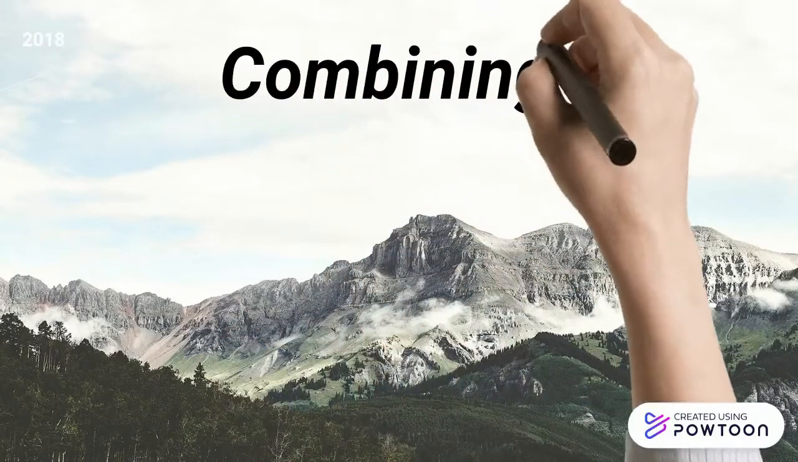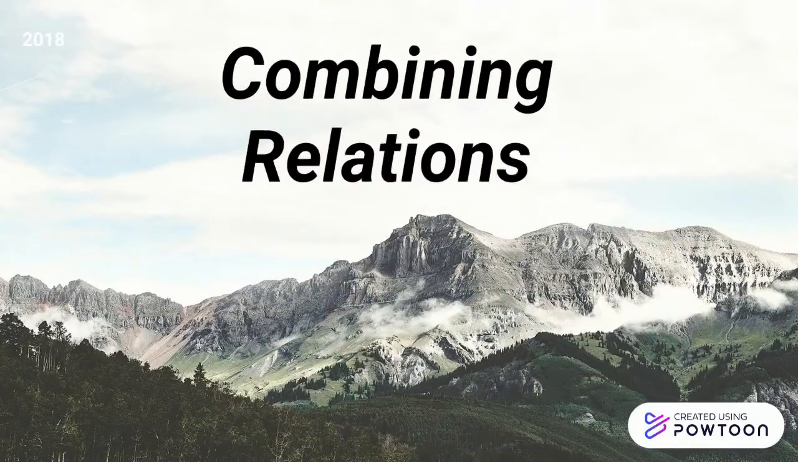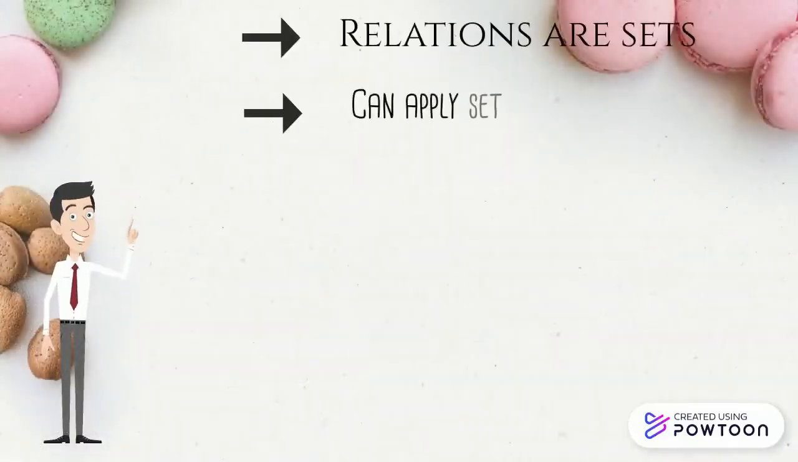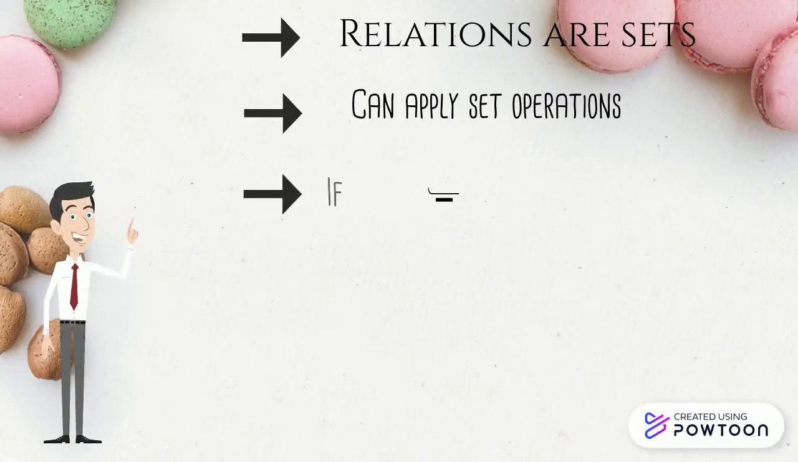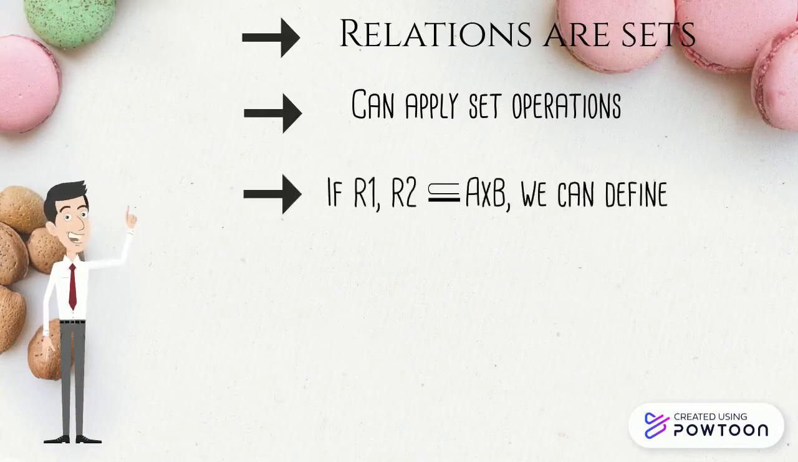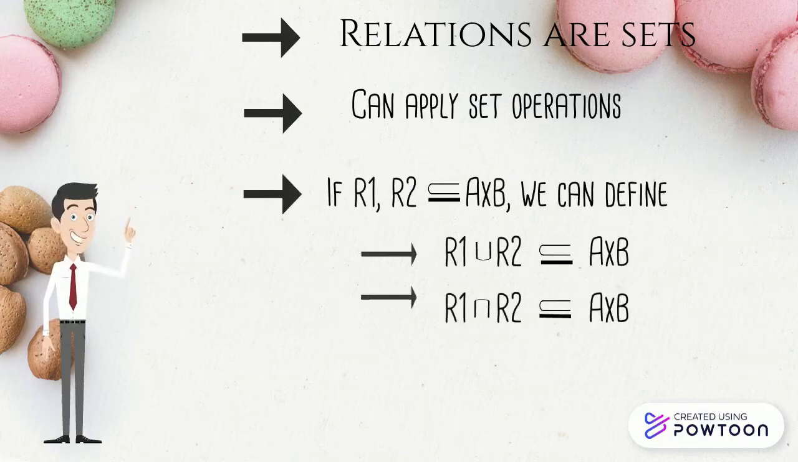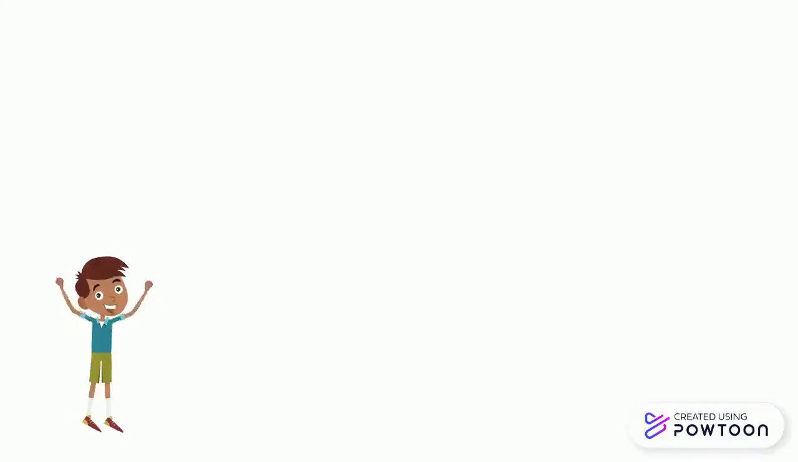Now let's look at combining relations. Relations are sets, which means set operations can be applied to them. If R1 and R2 are subsets of A times B, we can define R1 union R2 as a subset of A times B, and R1 intersect R2 as a subset of A times B.